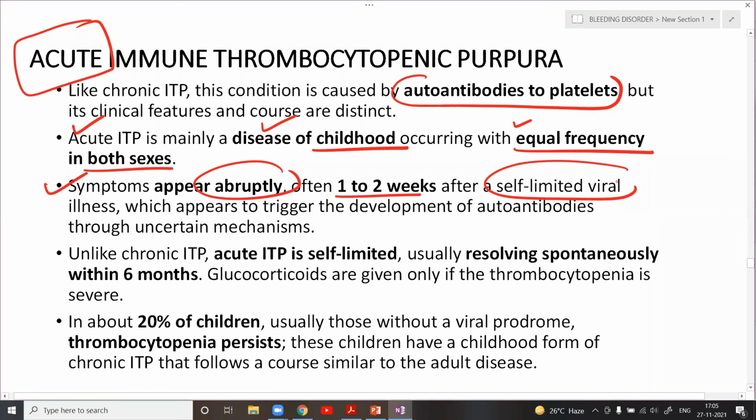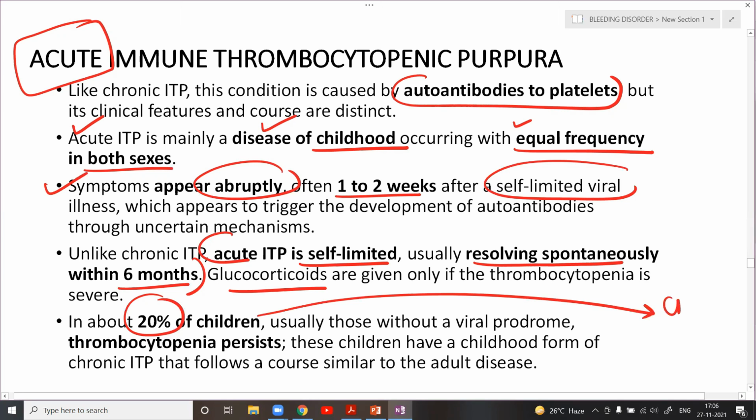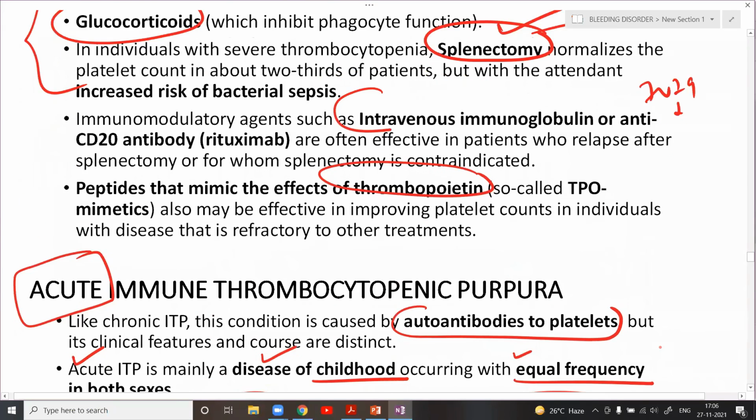So there is some sort of a trigger over here. Remember, most cases of acute ITP are self-limited and can resolve spontaneously within 6 months, and even no treatment is required. If the thrombocytopenia persists beyond 6 months, only then do we give steroids to the patient, else no. Now, 20% of these children might have a persistent form of thrombocytopenia, and they might proceed to a chronic form of ITP, which is seen in adults. So this is all that we wanted to read in today's lecture.